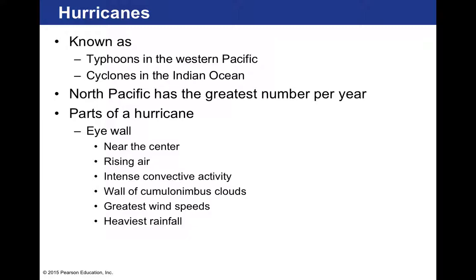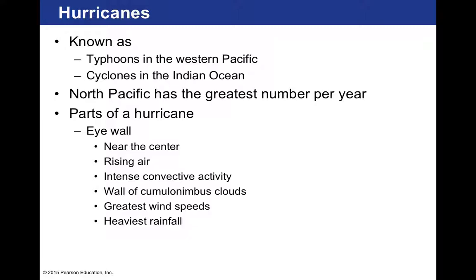So the different parts of a hurricane: the first would be the eye wall. This is near the center eye of the hurricane. It's an area associated with rising air because it's at the location of the low pressure system. You have intense convective activity, which just means you have intense instability with rising air, and it's usually a wall of cumulonimbus clouds. Just picture a thunderstorm cloud, but a big wall of them around a circle, and that's basically what the eye wall is.